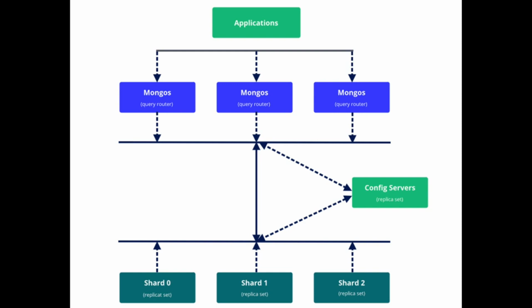Shard is the component which actually holds data in the sharded cluster. Config component holds metadata and mongos acts as a query router.